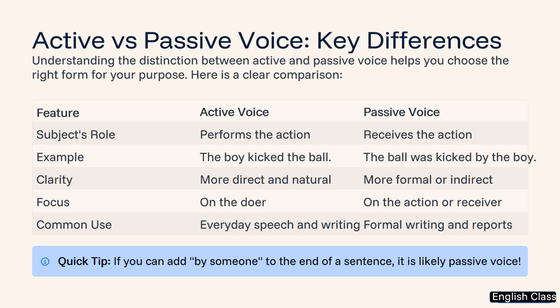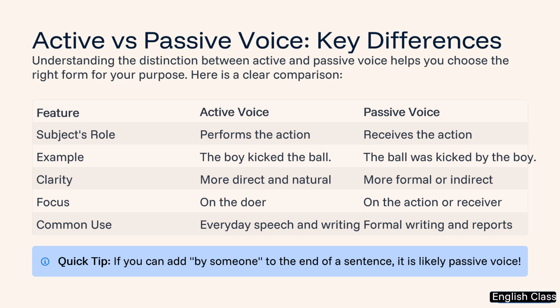Clarity: more direct and natural. Are you seeing? If it is active, it is more direct and more natural. But when it is passive, you have to make some adjustment and it becomes more formal or indirect. Then we have the focus. The focus is on the doer of the action. And in passive, the focus is on the receiver of the action, because sometimes we may not even need the doer in passive voice. Something like saying the ball was kicked, and we could do away with by the boy.